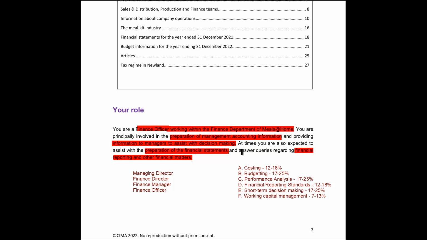So you think about the different ways that you can do budgeting within a business, their different advantages and disadvantages. Those are the kind of things that you may be assessed on in this area. Then at C, we have performance analysis. Now this is a P1 topic, but it's also an E1 topic, and it is worth 17 to 25%.